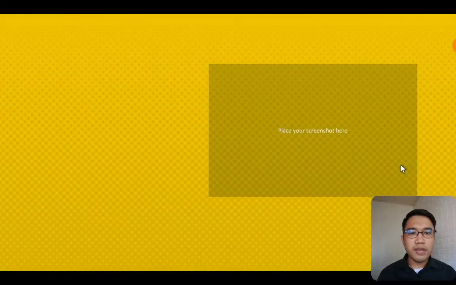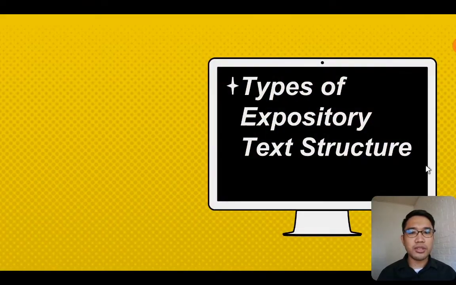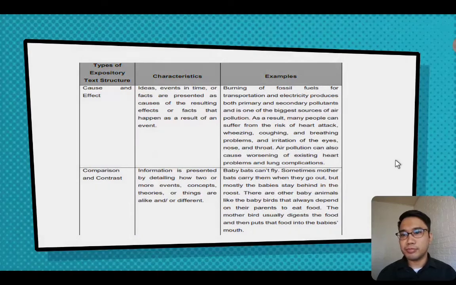Now, here are the different types of expository text structure. Cause and effect. The word itself mentions the cause and what's the effect. It is also mentioned in the expository text. Like this example, burning fossil fuels, that's the cause. And we can see in the middle of this paragraph, as a result, many people can suffer from the risk of heart attack, and so on. So there's a cause, there's an effect. That's one type of expository text structure.